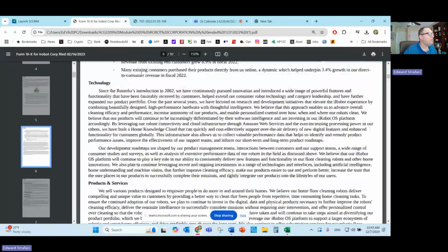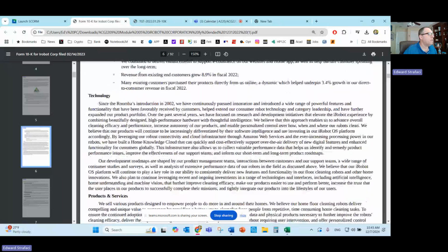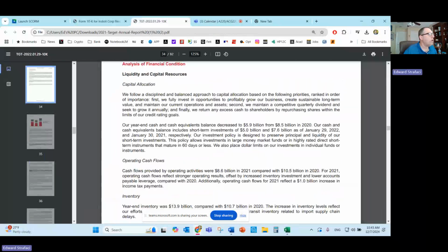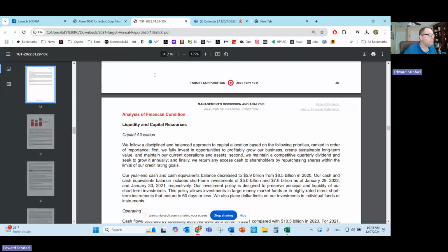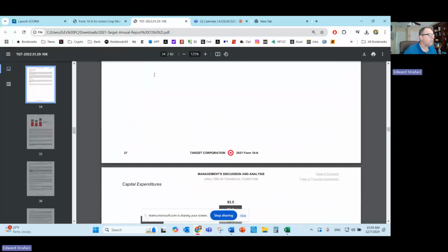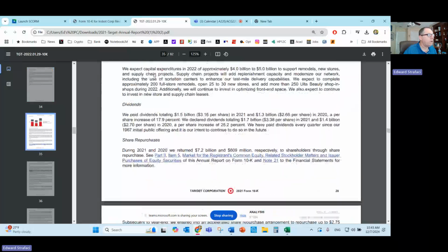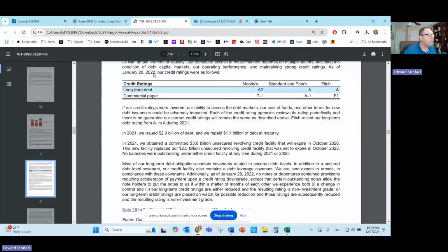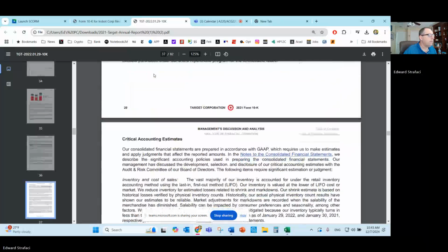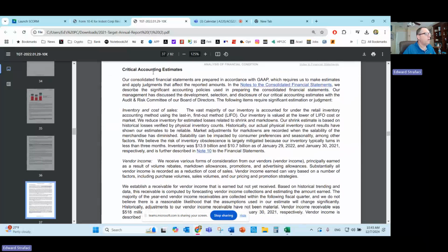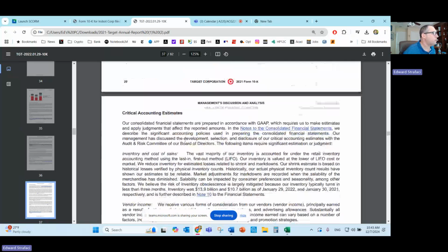iRobot, the report is included in the modules. Target, the report I gave to you, so you don't have to go looking for it. You don't have to go look, but you can find it if you need it. Just go to the Target Investor Relations side. There you go. And so that you should be able to handle at this point.